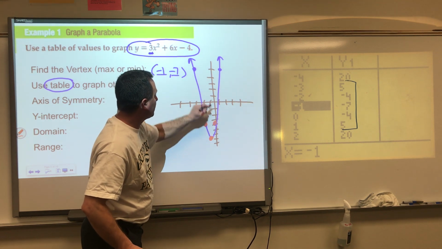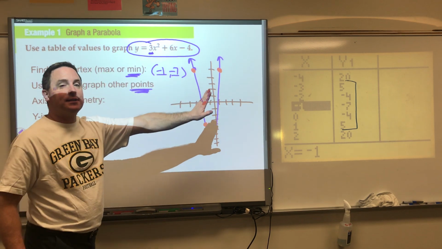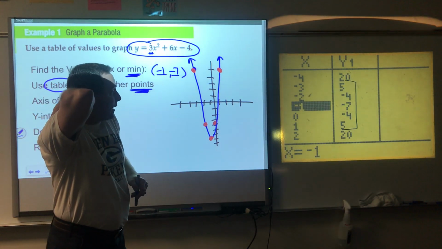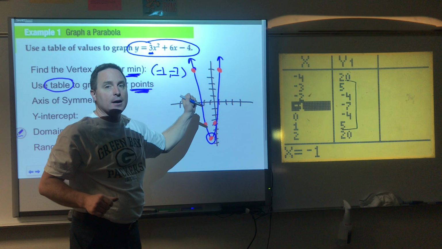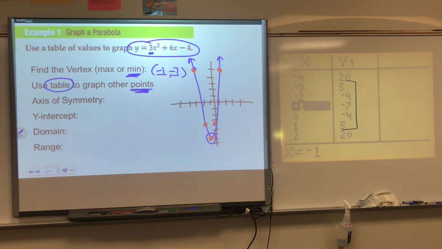1, 2, 3, 4, 5. And like I said, sometimes the table will give you more than that. Other times it maybe doesn't give you quite that many. But you need to have for sure the vertex and at least 1 or 2 on each side of it. Hang on a second. Okay. So there's the graph.